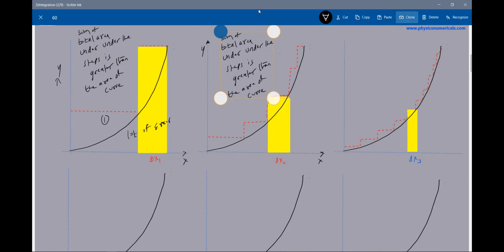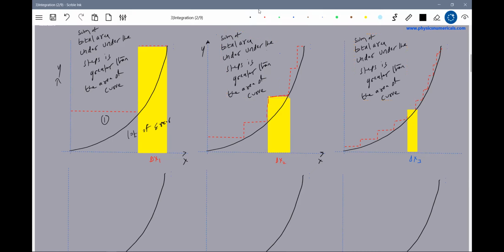So again, sir, will you add same comment in the third case also? Yes, it is to the third case. Sum of total area under the curve, the sum of total area under the steps is greater than the area under the curve.